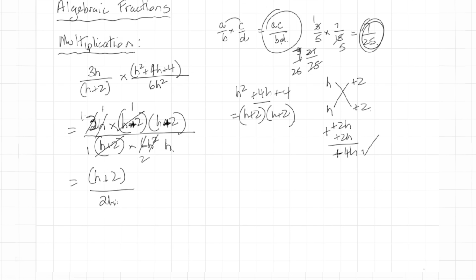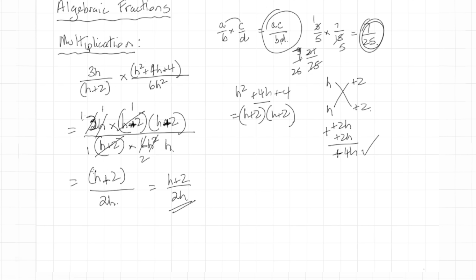That's about it. There's no point in doing anything more. Can I stress also that you can't cancel that h with that h? This h is connected to the 2 times by a multiply, but that h is connected to that 2 by a plus. You can only cancel things that are connected by multiplication. So you cannot cancel that h down with that h. h plus 2 over 2h is our final answer, exactly as there, just without the brackets.